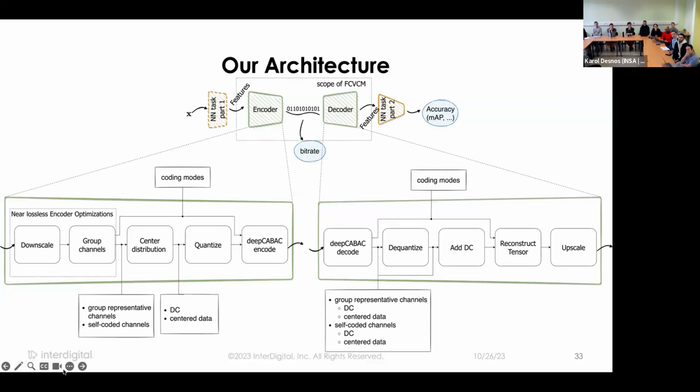So what we did is we reused some methods that were designed for NNC. MPEG NNC is the standard for compressing neural networks, the tensors of parameters of neural networks, right? What they did is they adapted the arithmetic coding engine for this specific thing. And what we believe is that those feature maps, those tensors, look more like tensors of weights of a neural network than actual pixels.